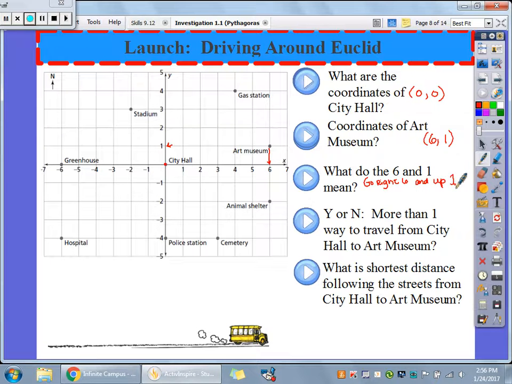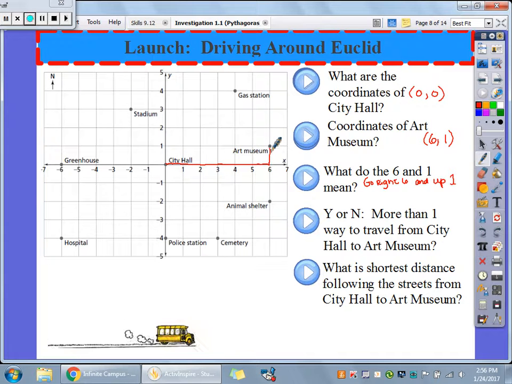up 1. Okay? Yes or no, there's more than one way to travel from City Hall to the Art Museum. Well, here's City Hall. Here's the Art Museum. Can I get there using more than one route? Well, we talked today about how you can either go east 6 blocks and then up 1 block. That would be one way to do it.